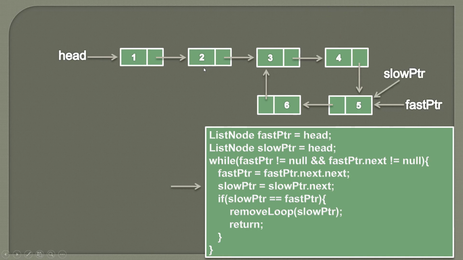So friends, now here you can see that both slow pointer and fast pointer are pointing to node 5. It means that there is a loop, and our if condition, slow pointer equals fast pointer, comes out to be true, which will signify that there is a loop. So the second part of the algorithm is where we want to remove the loop. Here, we will call the remove loop method and pass in the slow pointer, and once this method ends, this loop will be removed and we will simply return from this method.